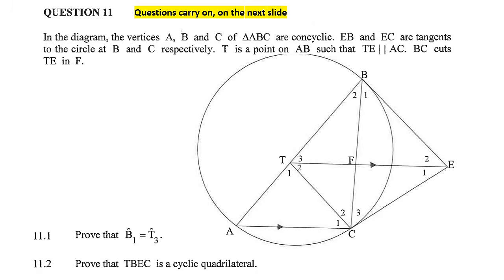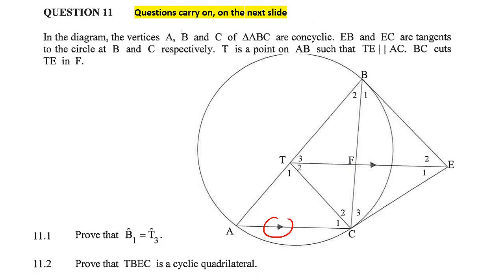So EB, okay, then they said that EB, where are you, EB? There you are. EB and where's EC? There you are, tangents to the circle. T is a point on AB such that TE is parallel. Okay, so they're parallel, and then that's all fine.